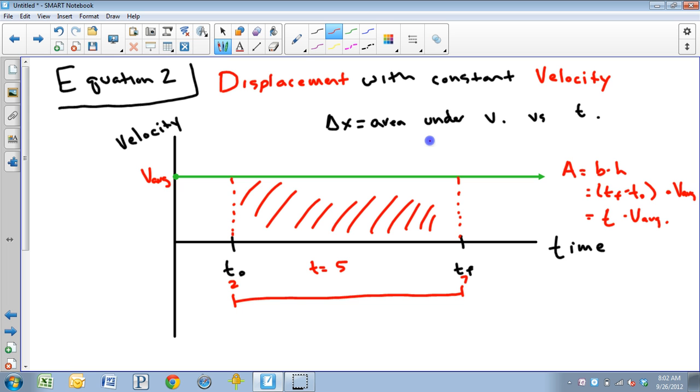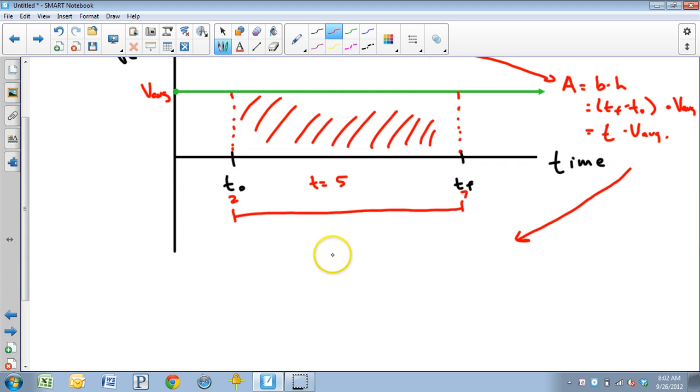And then again, we connect these two pieces, that delta x is equal to the area underneath, so we come down here, and we end up seeing that delta x is equal to v average times time. And this is kind of similar to an equation that you've seen before, which is distance equals rate times time. That's what's happening here. Distance is our displacement, rate is our average velocity, and time is, well, time.